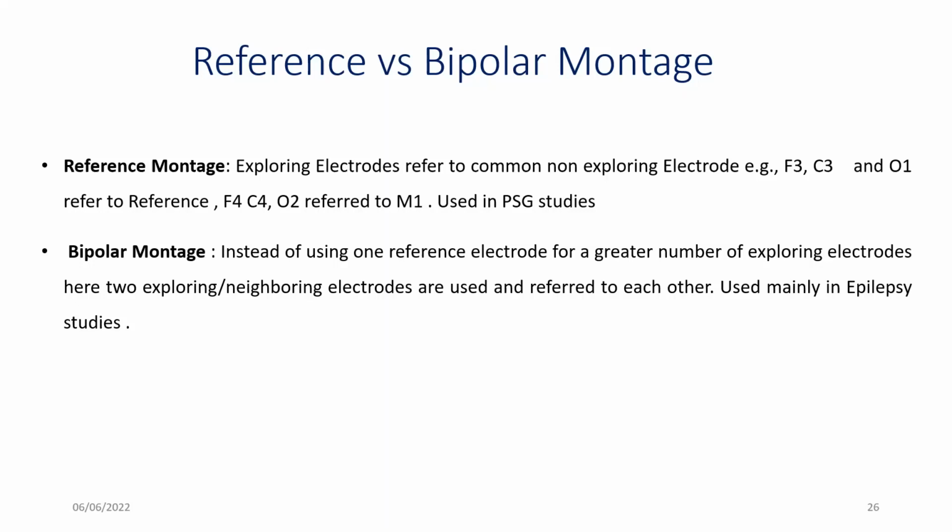So what will happen in bipolar montage? Here, two exploring electrodes, for example F4 and C4, will refer to each other, as compared to exploring electrodes which were referred to a non-exploring electrode in reference montage. So in bipolar montage, two exploring electrodes are referred to each other, while in reference montage, exploring electrodes are referred to particular non-exploring electrodes. So that's the difference between reference montage and bipolar montage. Reference montage is basically used in PhD studies. Bipolar montage is used in epilepsy studies.